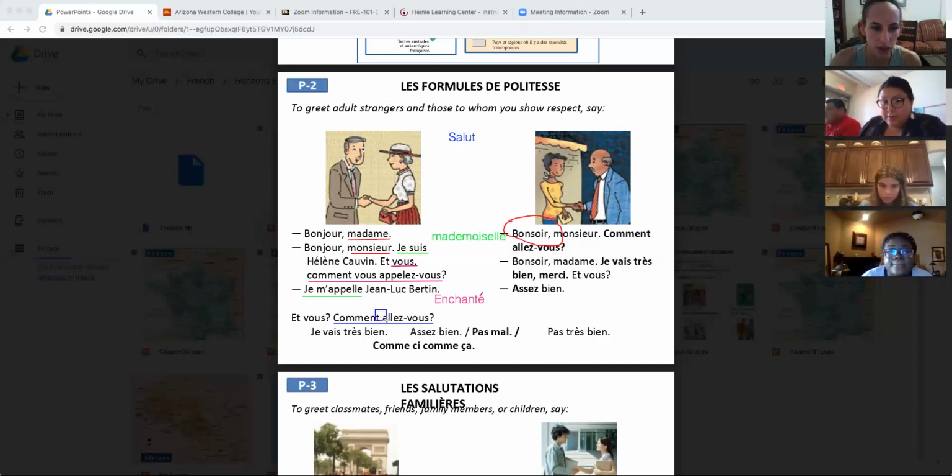These two letters here, the T and the A, we do what is called liaison in French, because it's hard to say "comment allez-vous." If you were pronouncing the words separately, you wouldn't pronounce that T at the end of "comment." But because the next word starts with an A, it's hard to say, so you kind of have to pause.